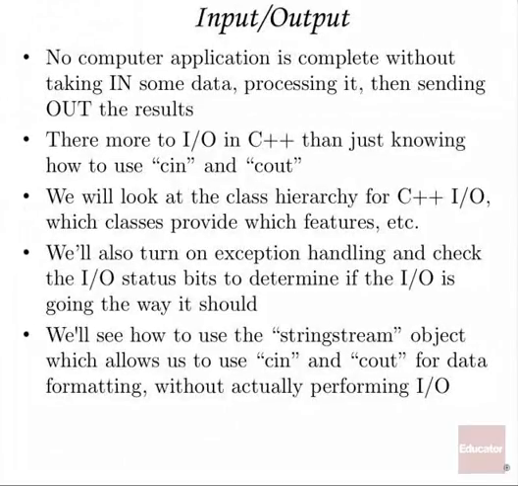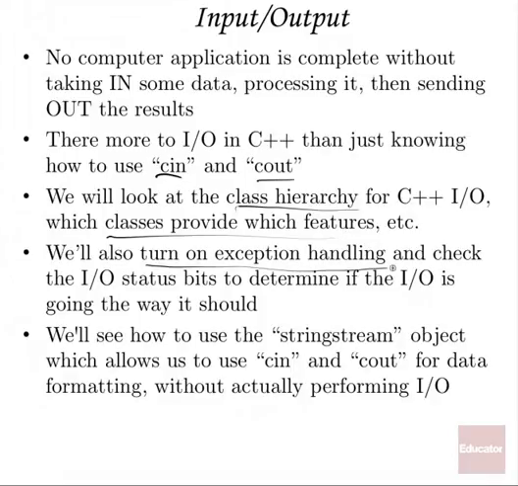And input and output is very important. No computer application is complete without taking some processing in, doing something with it, and then sending the processing results out. Now, we covered I/O a little bit in the intro class, but there's more to it. So we've got more than just cin and cout, which I'm sure you've seen plenty of times if you've ever seen any C++ code. We will be looking at the class hierarchy for the various objects that make up the I/O system in C++. We'll take a look at the classes that provide which features, and we'll also turn on the exception handling.